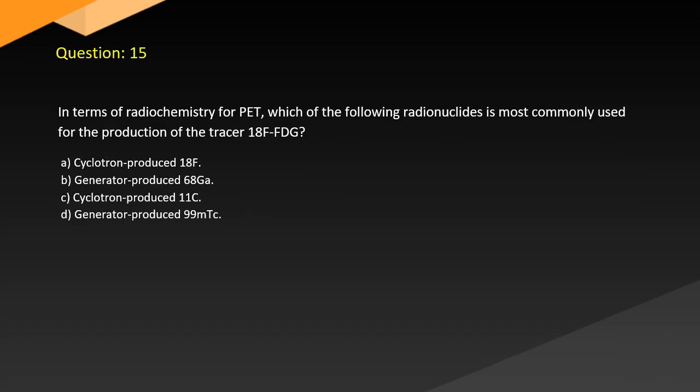Question 15. In terms of radiochemistry for PET, which of the following radionuclides is most commonly used for the production of the tracer 18F-FDG? A. Cyclotron-produced 18F. B. Generator-produced 68Ga. C. Cyclotron-produced 11C. D. Generator-produced 99mTc.